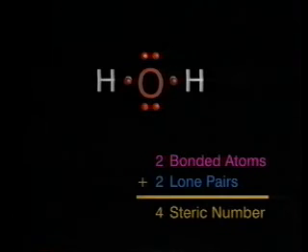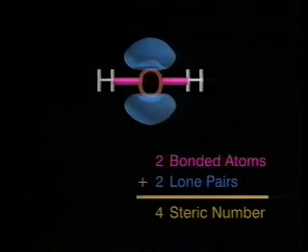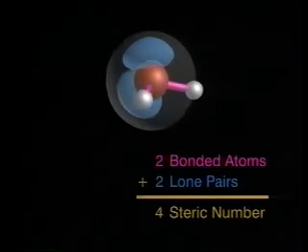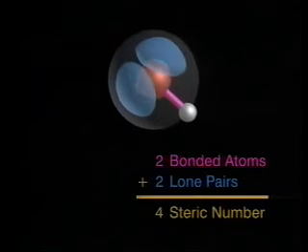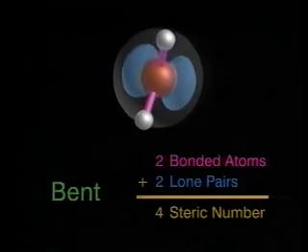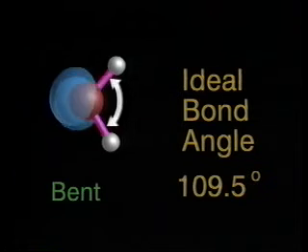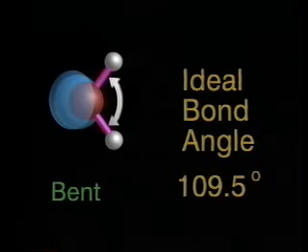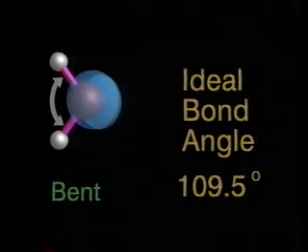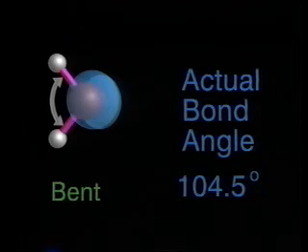Water, H2O, has a steric number of 4. The 4 groups will repel each other to produce a bent shape. In the ideal arrangement, these groups would each define a bond angle of 109.5 degrees. In reality, the lone pairs push on the bond pairs, producing an actual bond angle of 104.5 degrees.